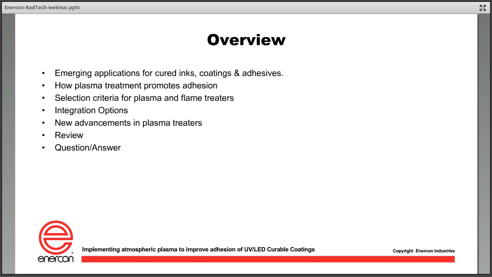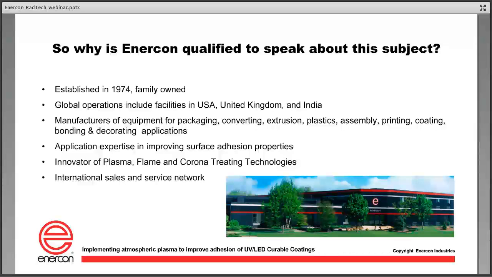And then, of course, we also have some advancements in the plasma treating realm that I want to go over in a little bit more detail. And then there'll be, once again, some review and question and answer towards the end.